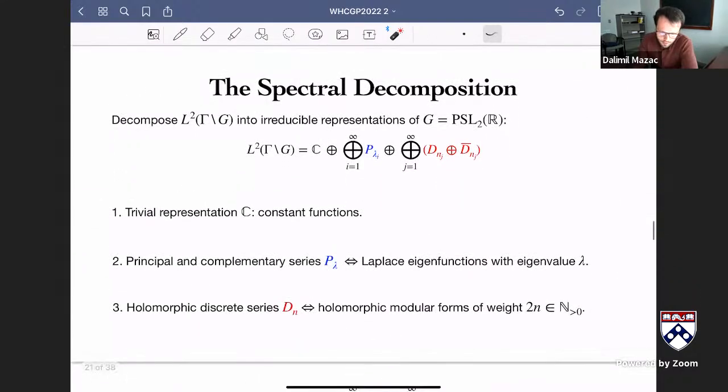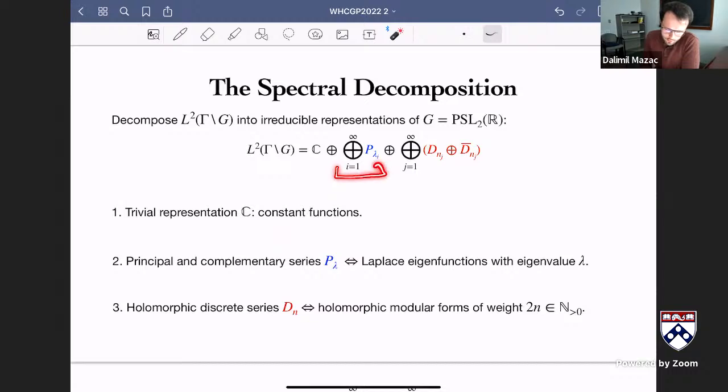Okay, so now that I have that, let's take this Hilbert space and decompose it into irreducible representations of the group that acts, which is PSO2R. And here's the decomposition. There is a trivial representation appearing only once because the action is transitive. And these are the constant functions.